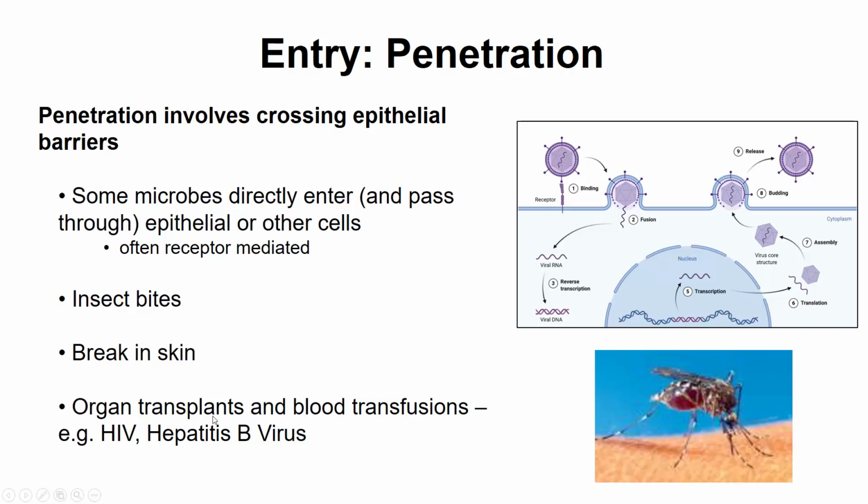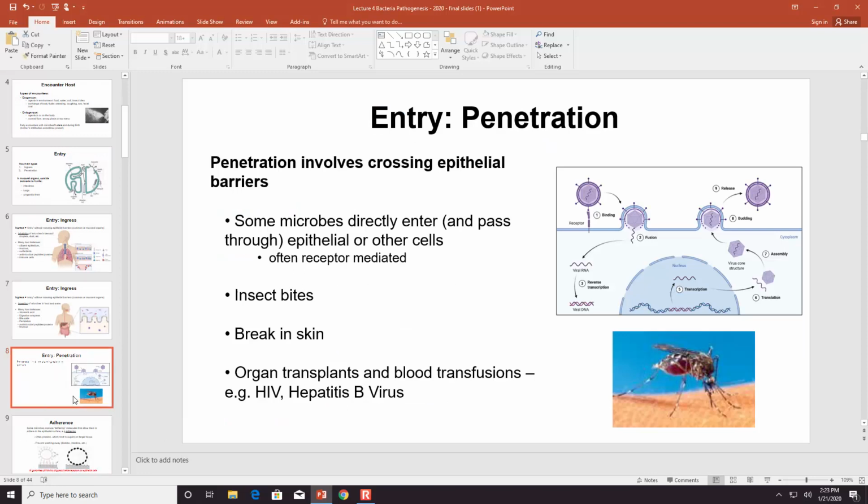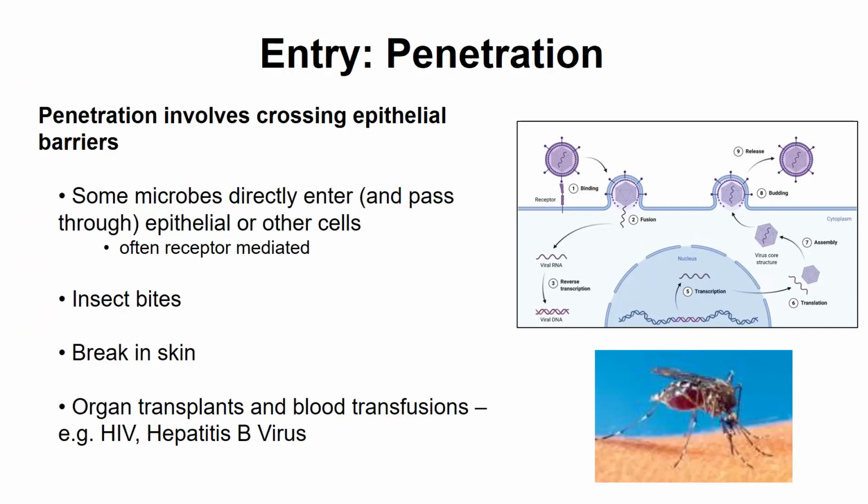And by virtue of blood transplants or organ transplants, a number of different pathogens can be transferred in that process. These include HIV. Many of the hepatitis viruses can be carried through bloodborne transfusions, as well as a number of other organisms. So those are our popular entry methods.